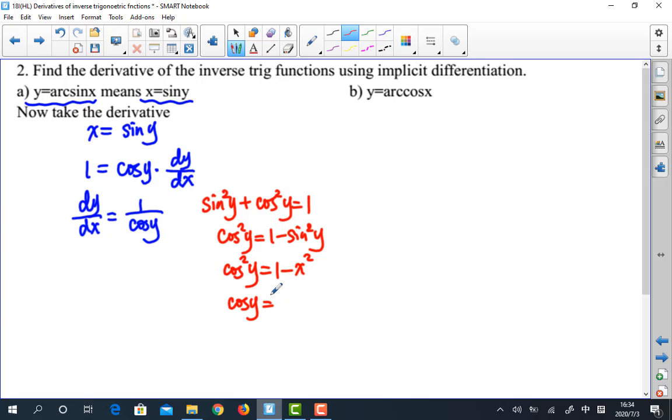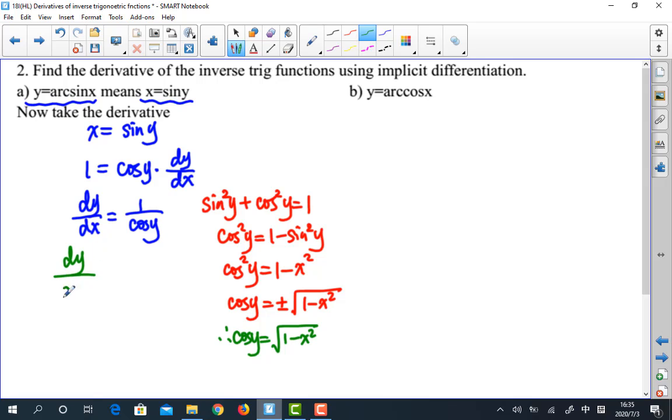Mathematically, cosine y can be positive or negative square root of 1 minus x squared. However, based on the definition of the arcsine function, we know that for y equals arcsine x, y can only be between negative pi over 2 and pi over 2, from the fourth quadrant to the first quadrant. So this angle y is in the fourth quadrant, where the cosine value is positive. In the first quadrant, the cosine value is still positive. Either way, cosine y can only be the positive square root of 1 minus x squared.